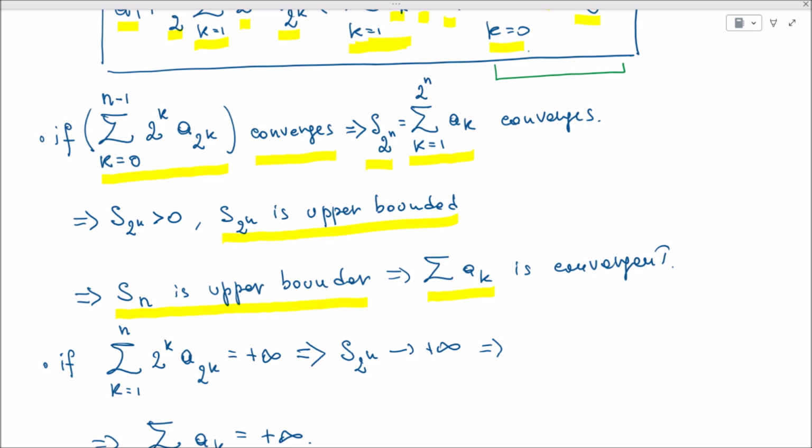And if instead we want to use the left inequality, well, suppose that studying the sum k goes from 1 to n of 2 to the k a with index 2 to the k, this will diverge to plus infinity. Well, for the same reason, we have that s_{2^n} will diverge to plus infinity, which will push the sum of ak to diverge to plus infinity.